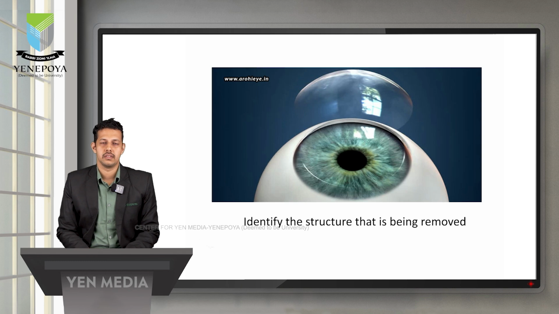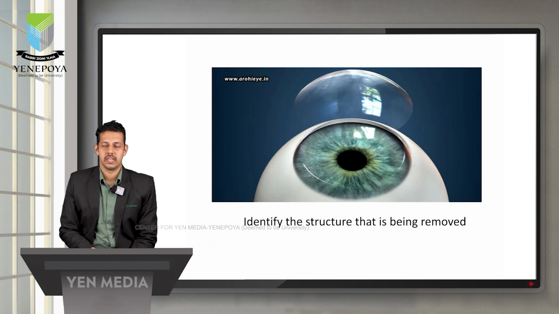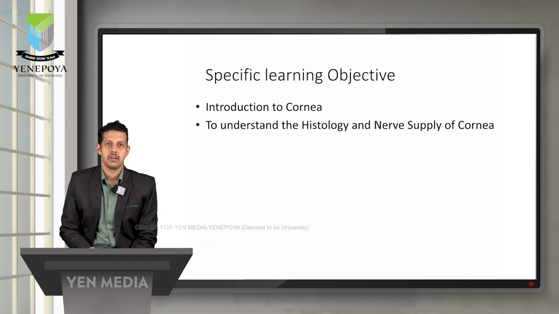To begin with, we have a picture which shows the eye with some structure removed. That is the common structure which is involved in donation. That is nothing but the cornea. When we talk about donation of the eye, it is actually donation of the cornea that we are speaking about.